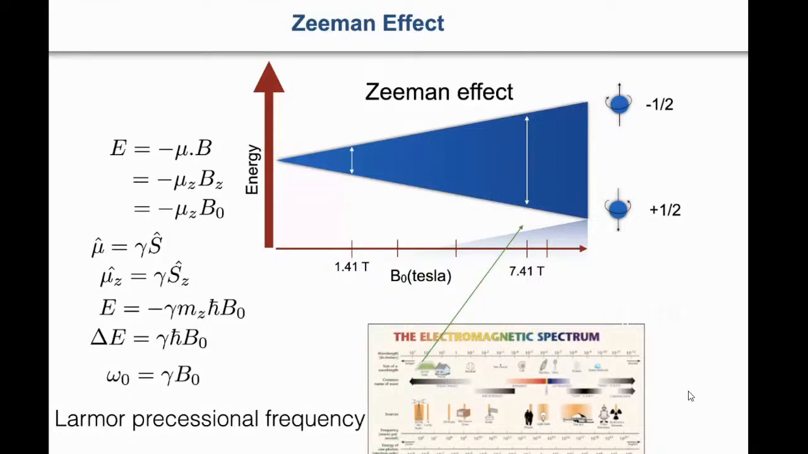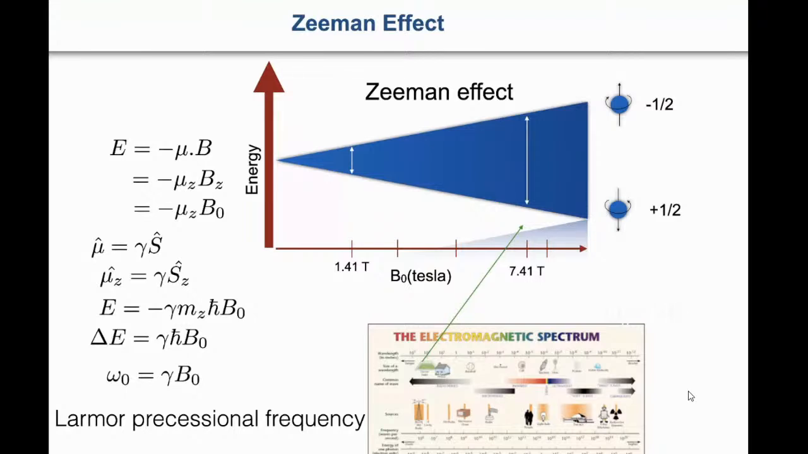So how is the splitting? The splitting depends very clearly on the magnetic field. This graph shows you that the splitting depends on the magnetic field. You can find the interaction energy, which is the dot product of the magnetic moment and the magnetic field. We only apply the magnetic field in one direction, and that direction we say is the z-axis. So we use the z component, which is why the plus half and minus half come in, and then we find the difference in energy.